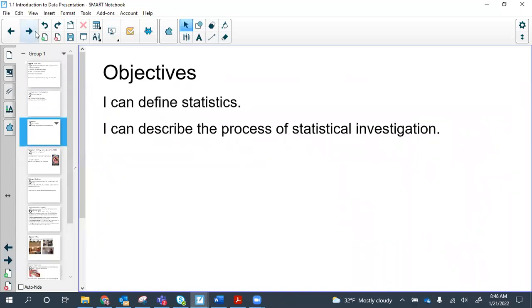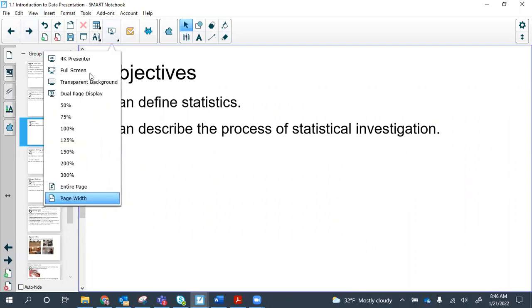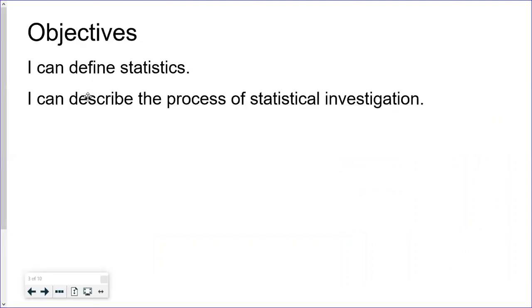So today, pretty basic. We're just going to define what is statistics and also what is the process of statistical investigation? Just kind of the big picture, what are we doing here with statistics, okay? Now, I want to just relate this to an example.